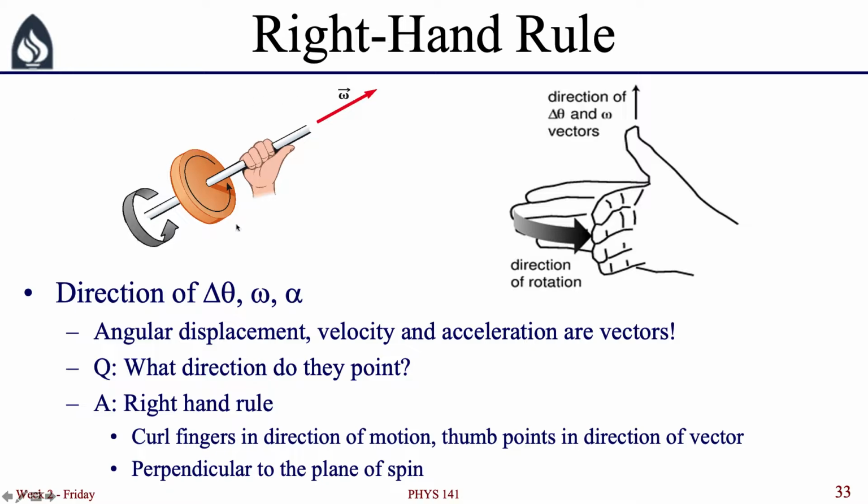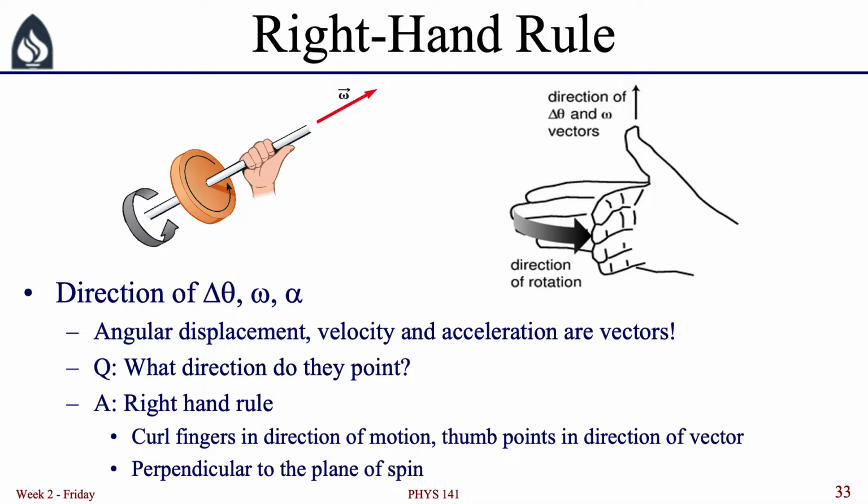Here we have a wheel, and you know that this part of the wheel is going this way, this part of the wheel is going this way. So if you have all the parts of the wheel going in different directions, what direction do they point? By convention, we use something called the right-hand rule in order to determine the direction of these vectors.